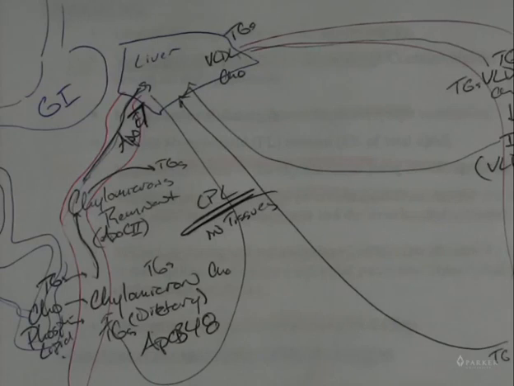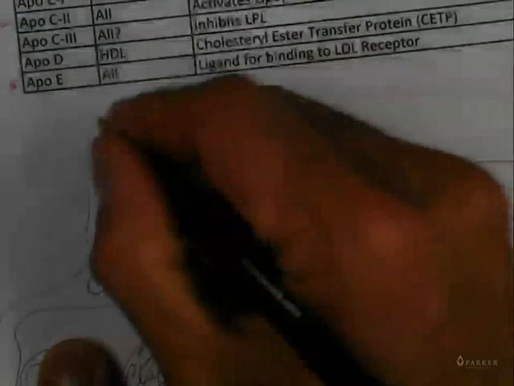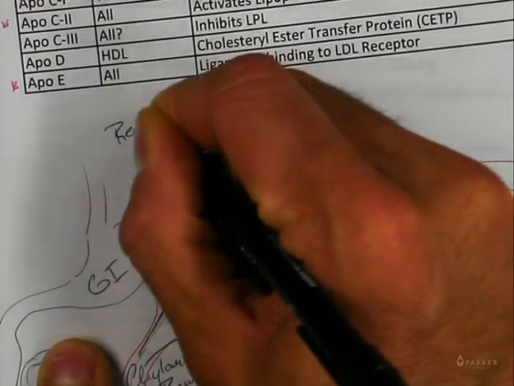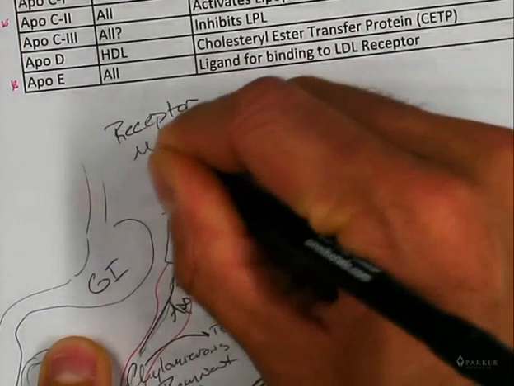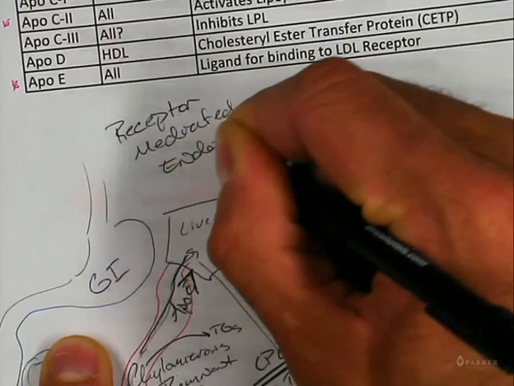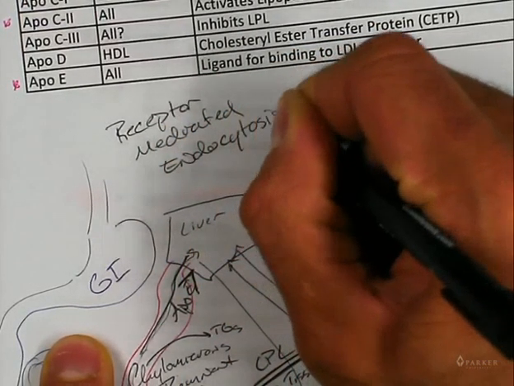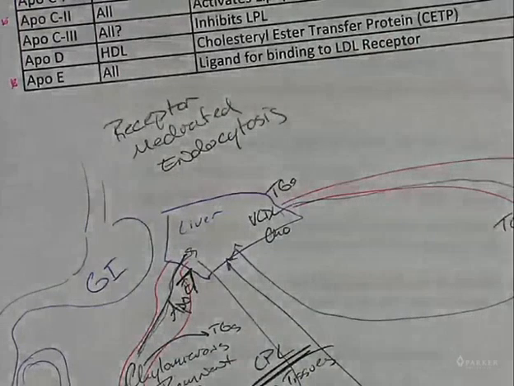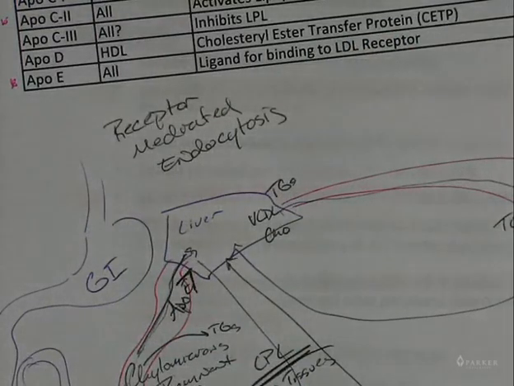and I want you to write this. It is endocytosed by a very specific process. It is endocytosed by receptor-mediated endocytosis. Receptor-mediated endocytosis is the process by which that receptor takes stuff into the liver, which makes sense. It's being endocytosed. Well, it's attached to a receptor. It's receptor-mediated endocytosis. Receptor-mediated endocytosis at the liver.